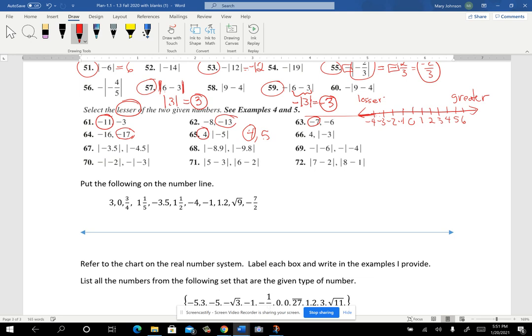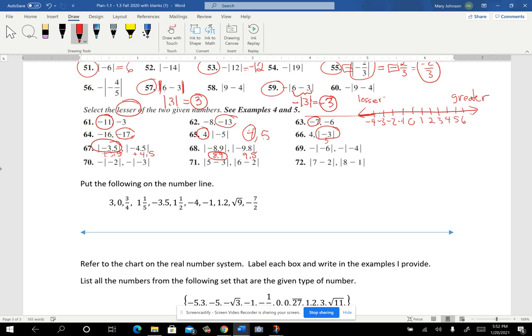Okay. All right, and same idea here. Absolute value of -3 is really 3. So the lesser of the two would actually be the absolute value of -3. It would be more to the left. All right, you got absolute value on both of the numbers in 67, so that would be positive 3.5. This would be positive 4.5. So the 3.5 would have been more to the left. Here, these would both turn into positive 8.9, positive 9.8. 8.9 is smaller than 9.8.